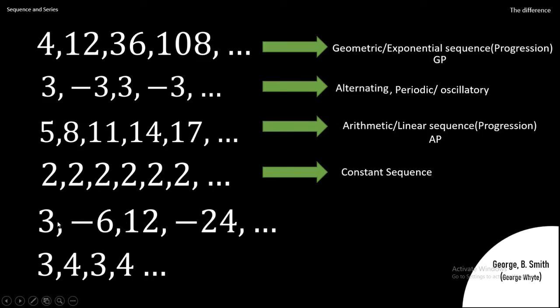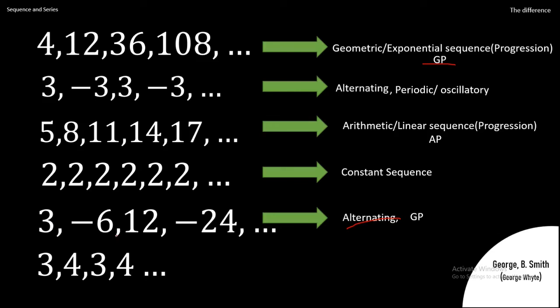This one we have here, 3, minus 6, 12, minus 24. Multiply this by minus 2, you get this. Multiply this by minus 2, you get this. Multiply this by minus 2, you're still going to get the next term. If you can guess, from what we've seen so far, this one is the same thing as the geometric sequence. So that's what we call it. It's geometric and it's alternating. It is alternating because from plus you have minus, from minus you have plus, from plus you have minus. Geometric because you multiply the previous term by a particular number to get the next term.